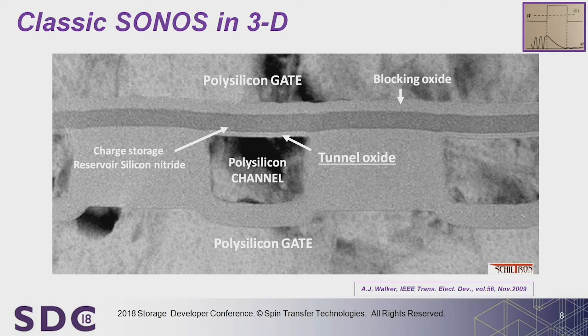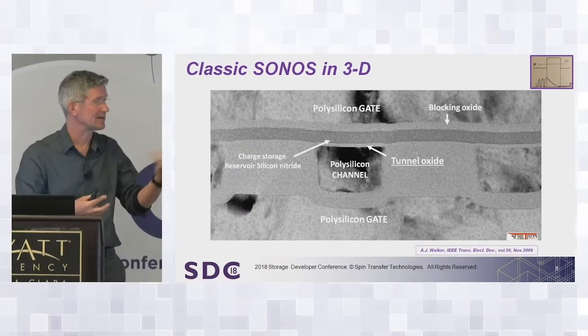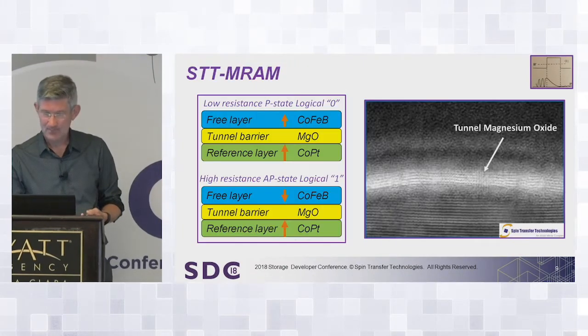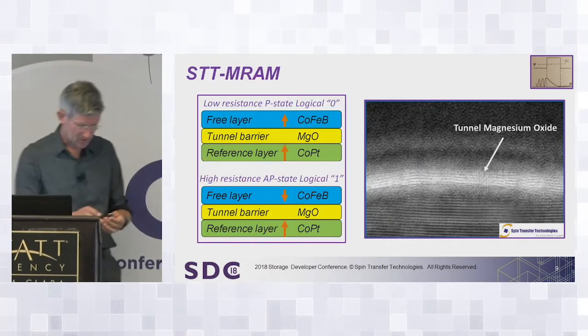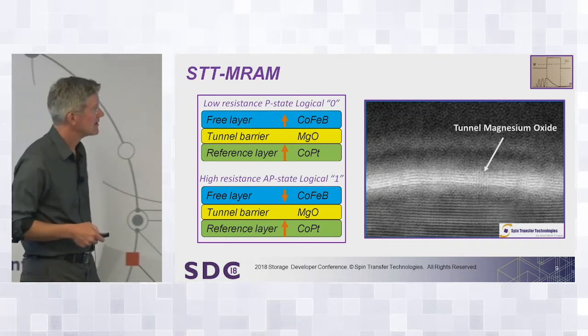But again, the field effect device, the reservoir, and the tunnel mechanism. Okay, so the three things are still there. Again, put in a different way, an architecturally different way. Then we come to this unusual beast, STT-MRAM.